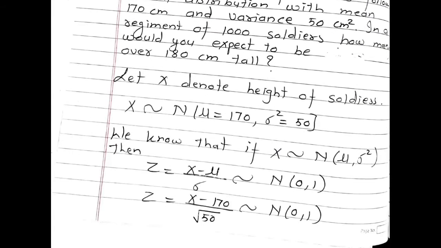So define X as, let X denote height of soldiers. So X follows normal distribution with mean 170 and sigma square is equal to 50. So we know that if X follows normal with mu sigma square, then Z is equal to X minus mu upon sigma follows normal 0, 1. So Z is equal to X minus 170 upon root 50 follows normal 0, 1.